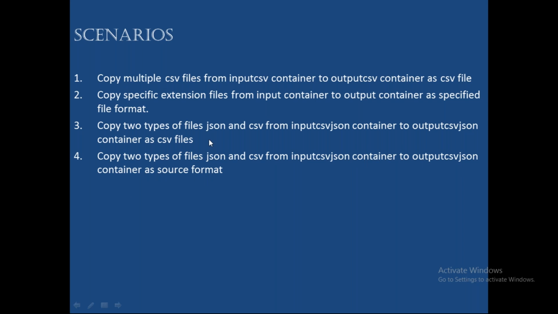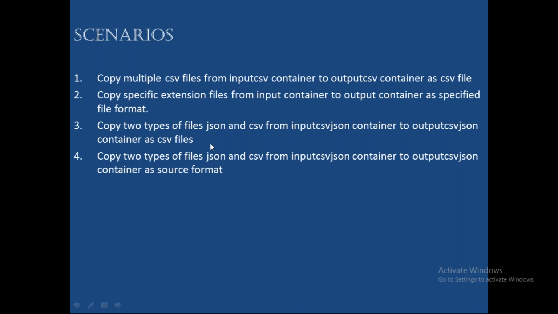What it means is, in the input CSV JSON container, in this folder, you have a JSON file and a CSV file. In the third scenario, we were trying to convert this JSON file also into a CSV. But my fourth scenario is saying I don't want to convert the file formats. If my source format is JSON, I need to load it into the output as is. If my source format is CSV, I need to load this particular file as it is into my output. So that's why JSON and CSV files go from the input CSV JSON container to the output CSV JSON container as source format.